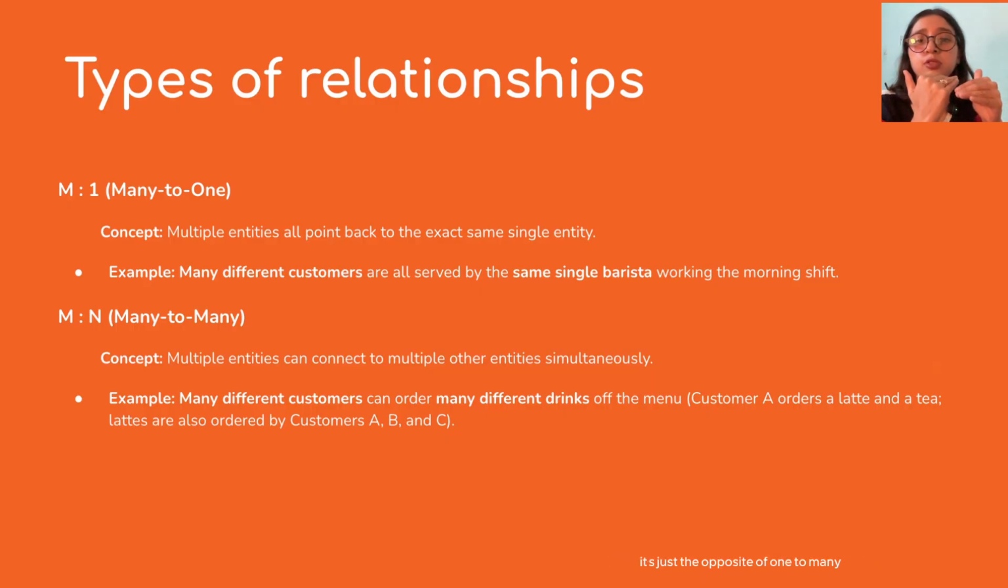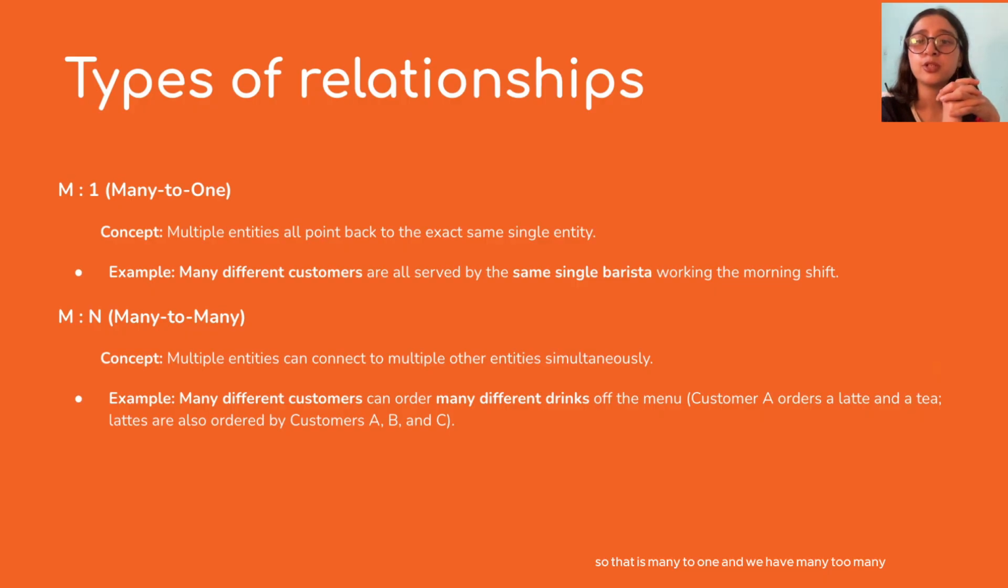It's just the opposite of one to many. It's like multiple entities all point back to one single entity. For example, if I go to a cafe and I want to order a coffee, the barista takes my order. Similarly, another person comes in, the same barista takes that person's order, and the scenario repeats. What happens is multiple customers connect to one barista, because that one particular barista is serving at the cafe that day. So that is many to one.